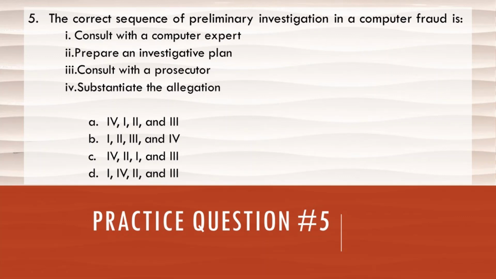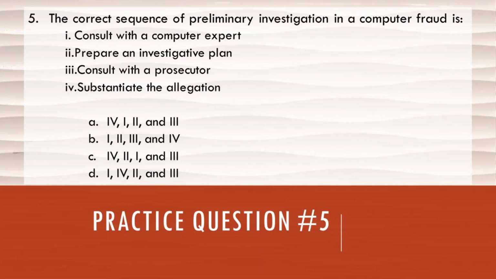So if we're doing a preliminary investigation, the first step that we want to do is to substantiate the allegation, right? Because we want to make sure that we have enough evidence to actually prove that fraud was committed. So I would think of that as being in the first step. So you can automatically eliminate B and D. Now, you look at those choices and we see that the last step is 3, consult with a prosecutor.